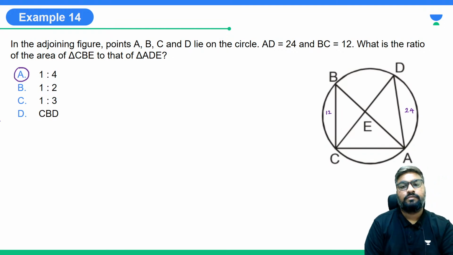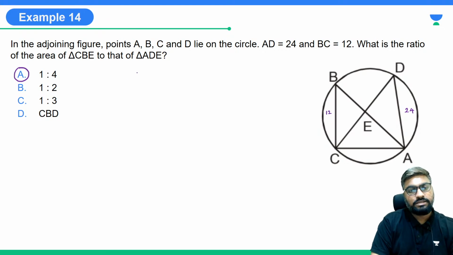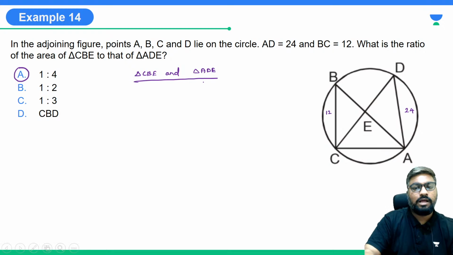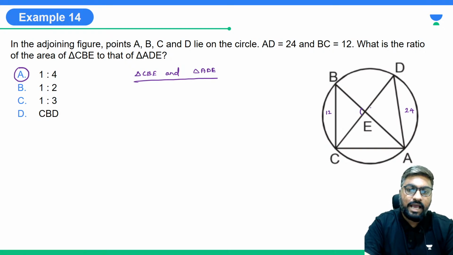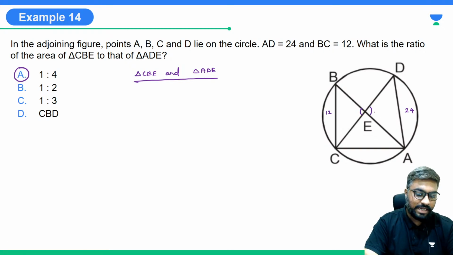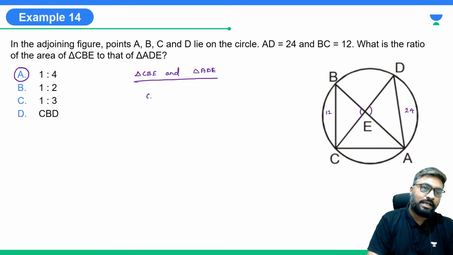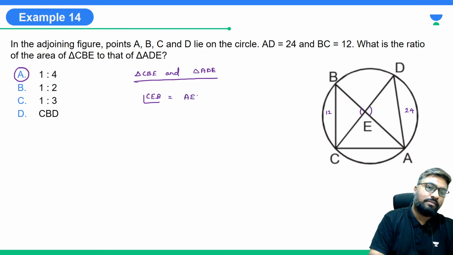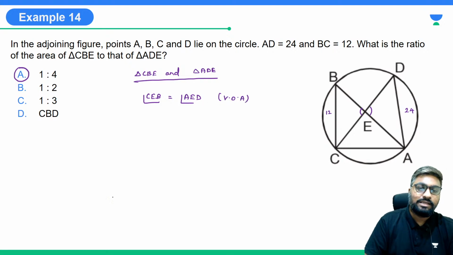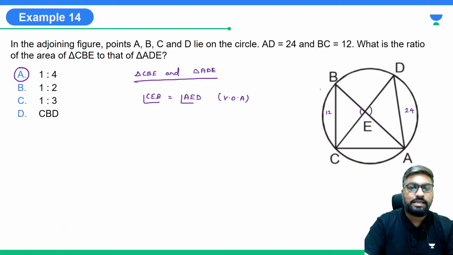Superb. So look at these triangles, triangle CBE and triangle ADE. अगर आप देखोगे, one, I can say angle E and angle E will be equal, vertically opposite angles. Yes, angle CEB will be equal to angle AED because they are vertically opposite angles. Same way, if you look at these two angles, angle B and angle D will also be equal.